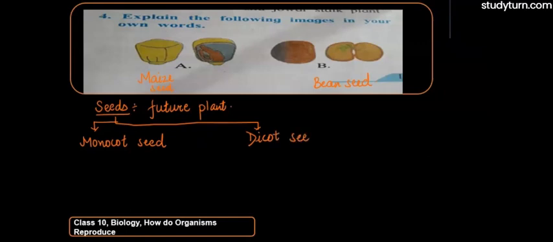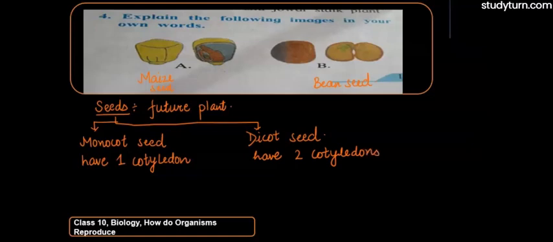Okay. So there are two types of seed, guys. One is monocot seed and one is dicot seed. Monocot seed has one cotyledon and dicot seed has two cotyledons. What are these cotyledons now? These are what? These store the food.